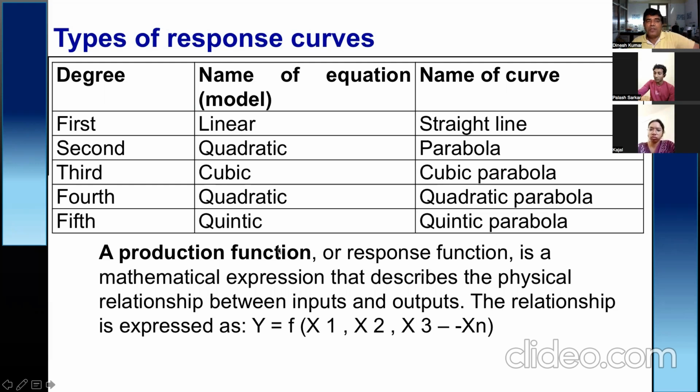Then you also see what a production function is. You can call it production function or response function. Production function is somewhat bigger, and response function is a smaller thing. A production function or response function is a mathematical expression that describes the physical relationship between input and output. The relation is expressed as y is a function of several inputs, x1, x2, x3, and so on. So this is a simple response function or response equation.